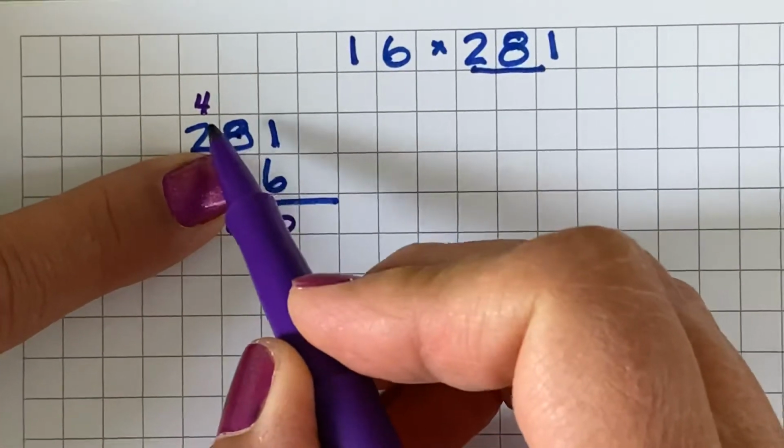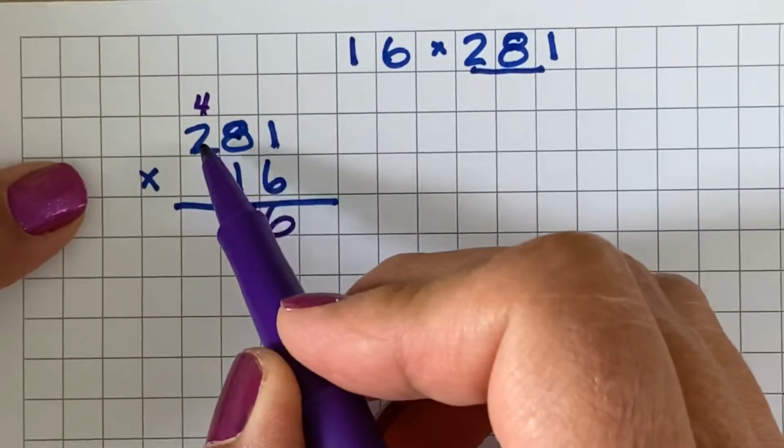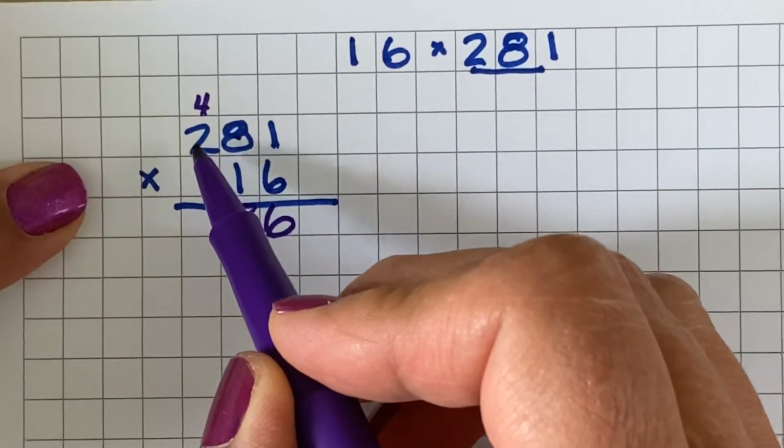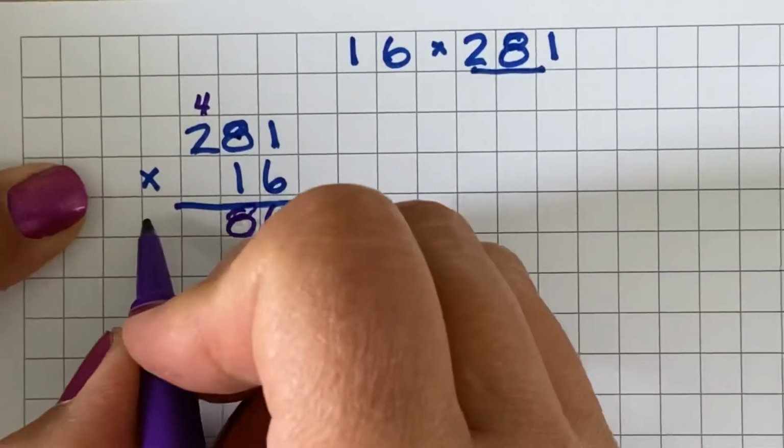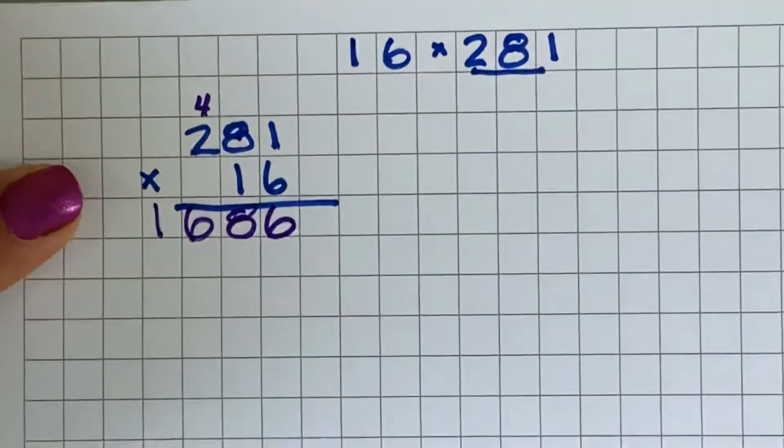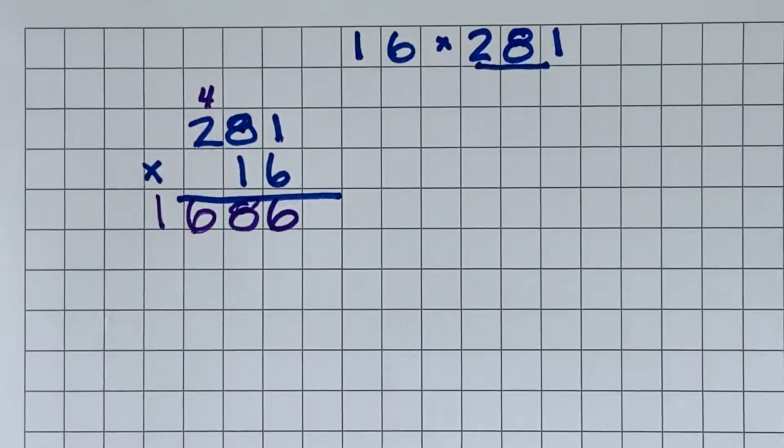And then I do 6 times 2. This is my last number, so I do 6 times 2 is 12. 12 plus 4 is 16. Okay, so I add on the remainder. All right, my 6 is done.